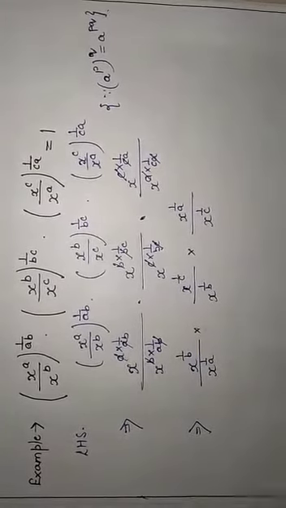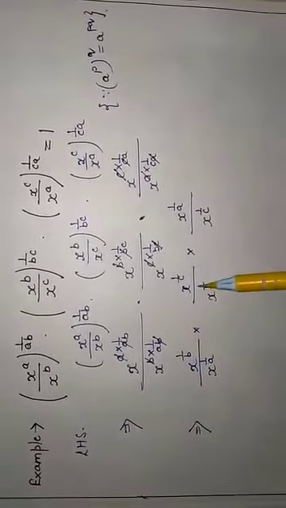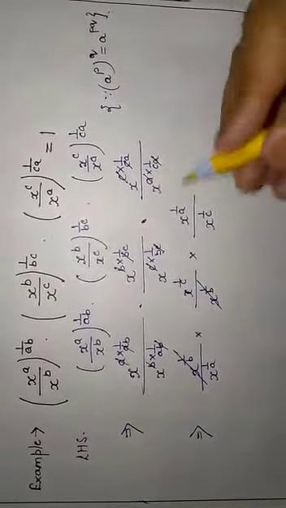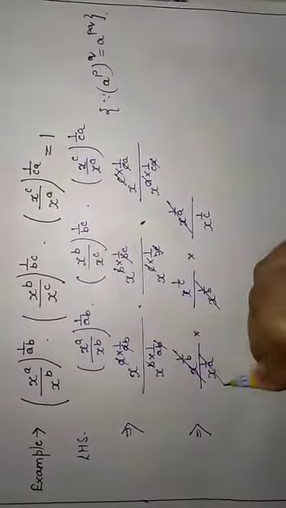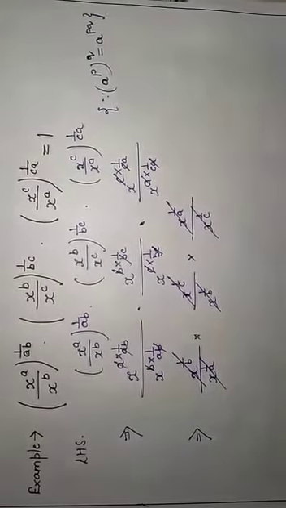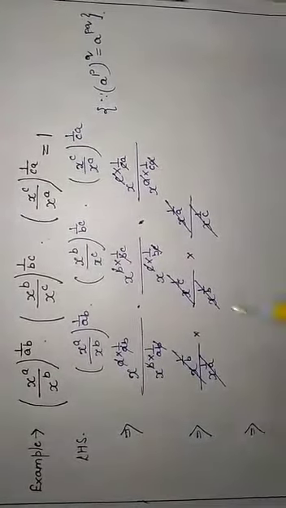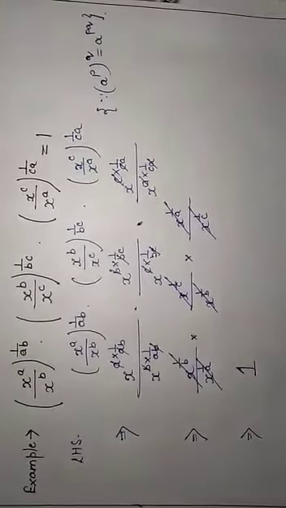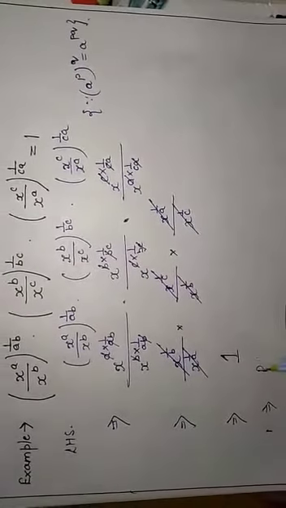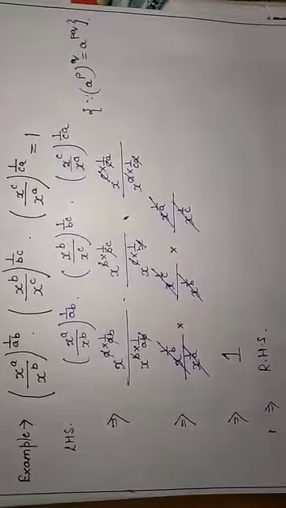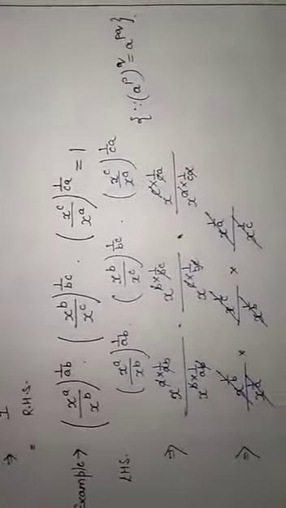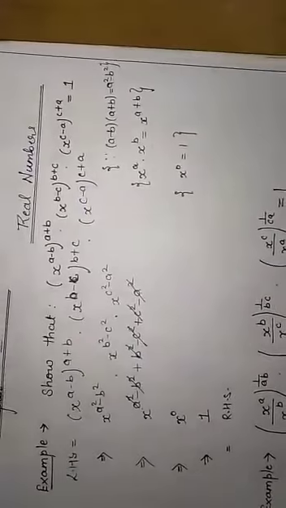So x to the power 1 upon b and x to the power 1 upon b are similar, which are eliminated. X to the power 1 upon a and x to the power 1 upon a are also eliminated, and x to the power 1 upon c and x to the power 1 upon c are eliminated. Now we have only 1, which is equal to the RHS. Now we have proved the example. So this is the solution of the second example and this is the first example.